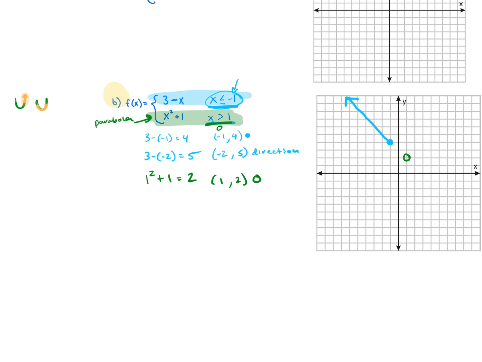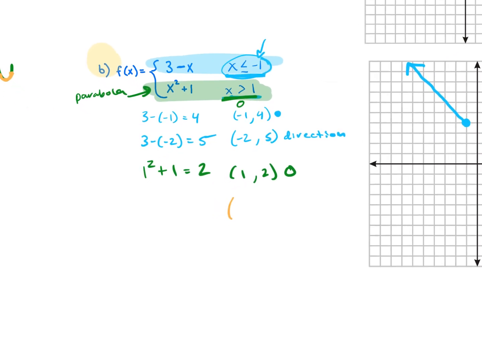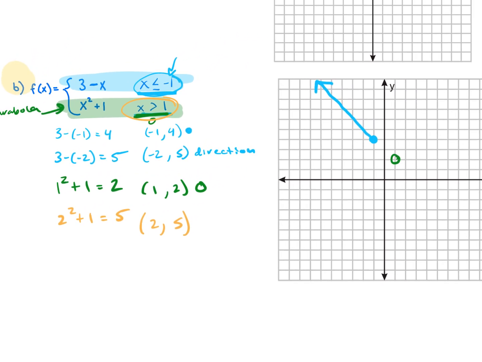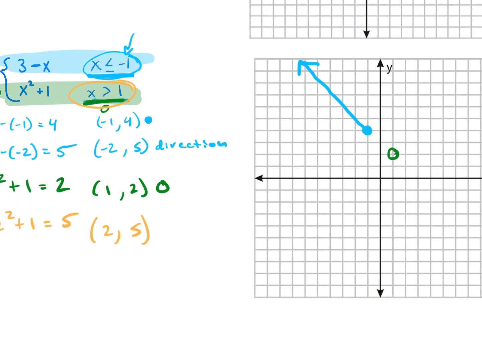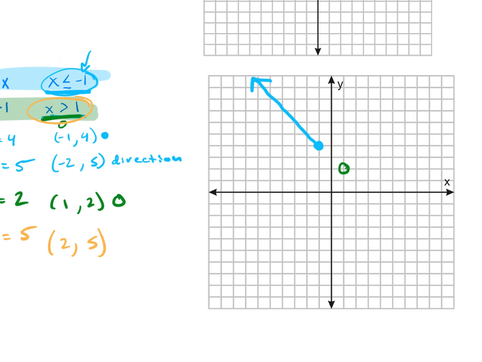So for our next point here, what number should we plug in? 2. Anything that is greater than 1. So let's plug in 2. So 2 squared plus 1 would be 4 plus 1, which is 5. Again, the second piece just gives us direction. It is not a defined open or closed circle. It's just on our line. So we're going to go to the right 2 and up 5.